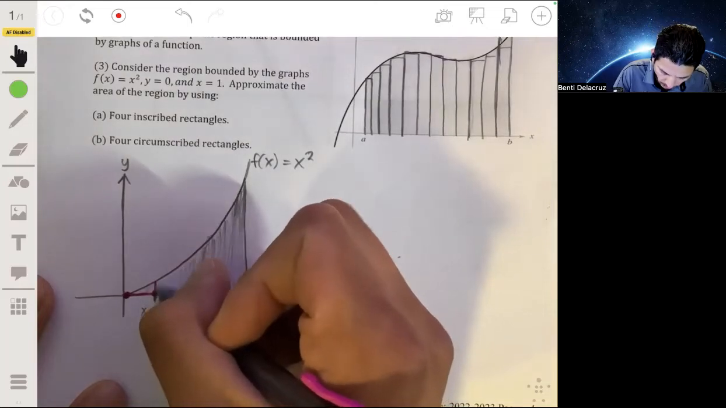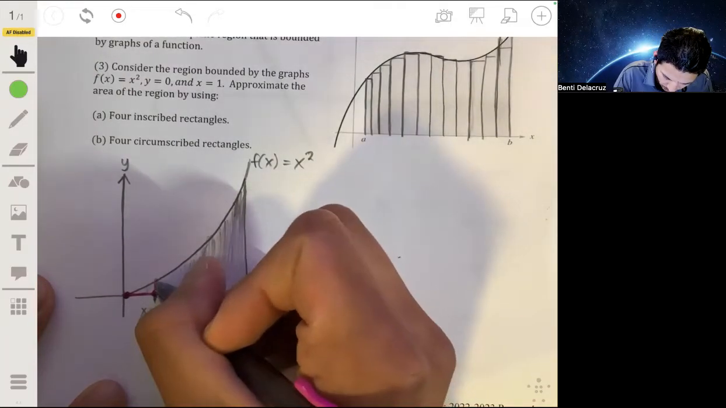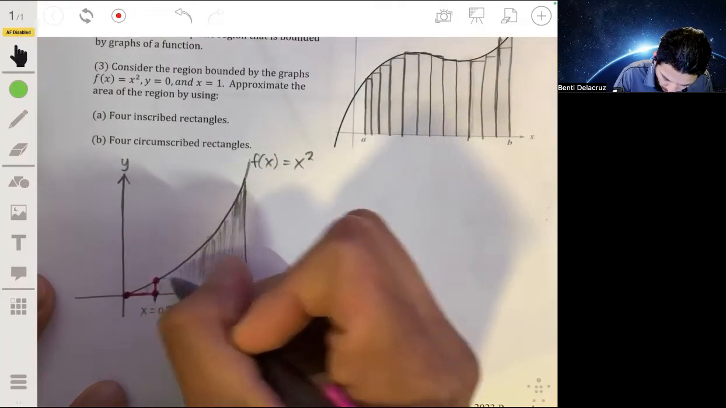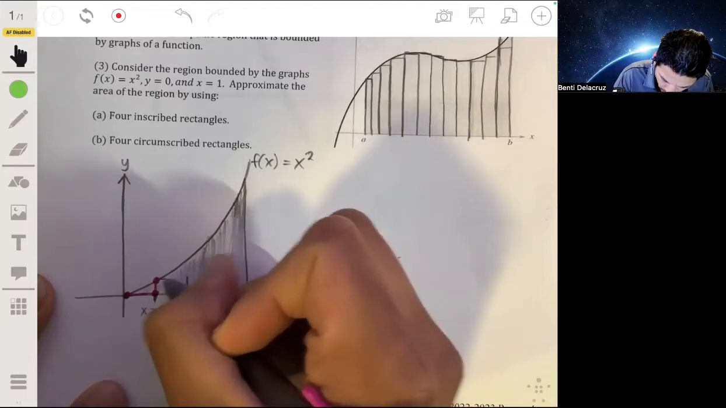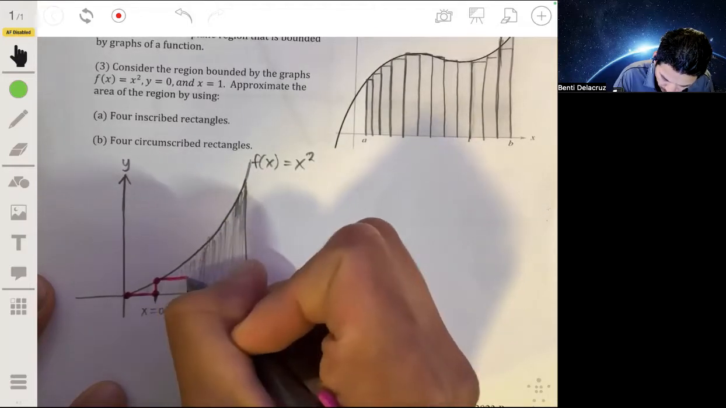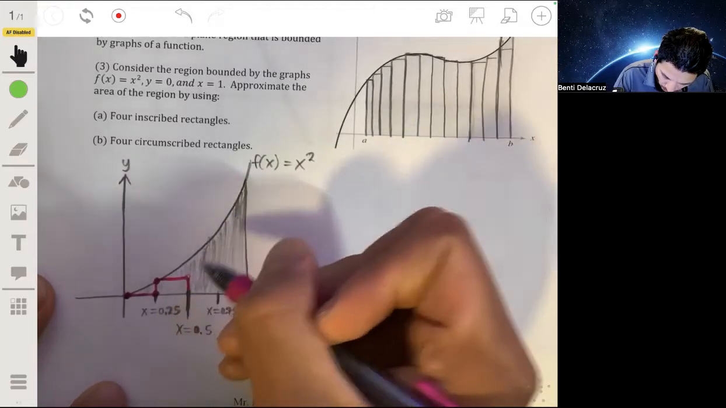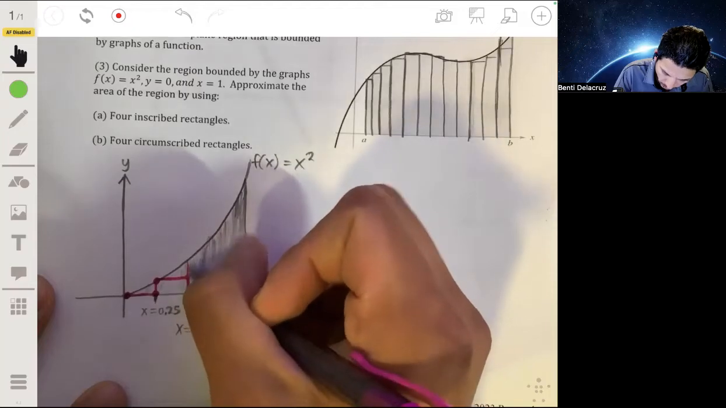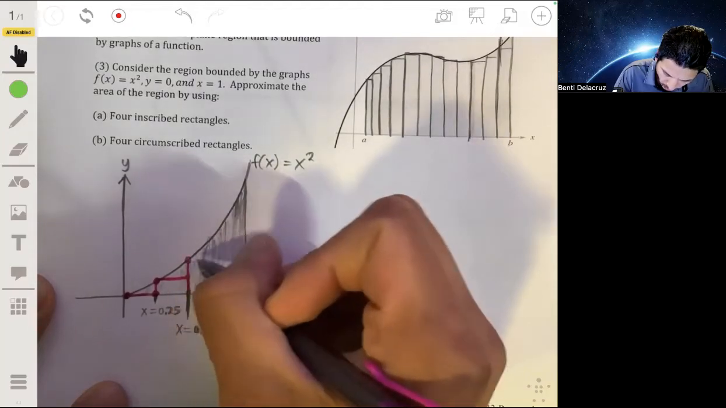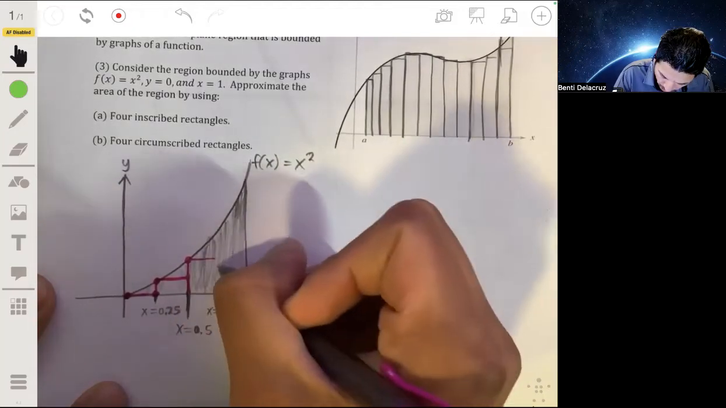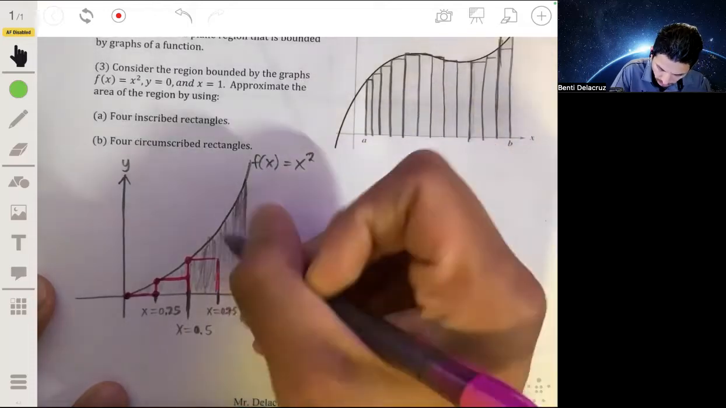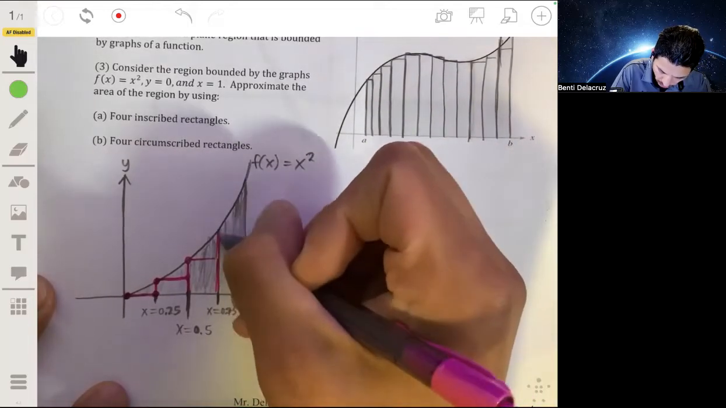The second rectangle would look like this. The top left corner would be on the curve, and would go across so that it's something like this. The third rectangle would have its top left corner over here. Maybe it'd be going out like that. And our fourth rectangle would be something like this.